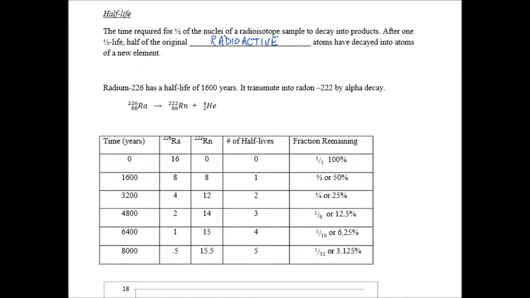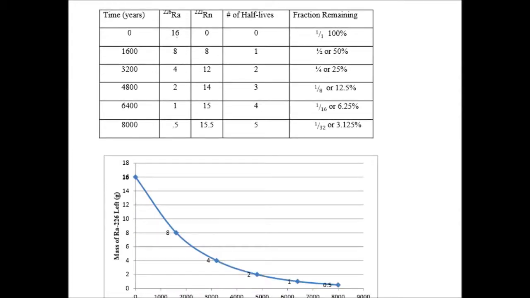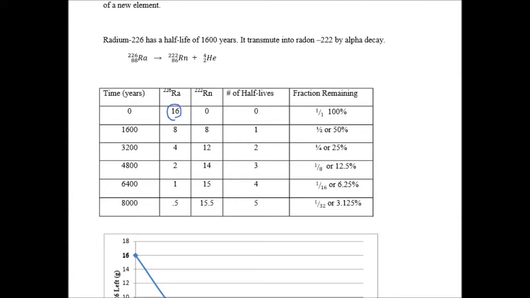And if we were to make a chart, we would see if we started with 16 grams, originally there would be 16 grams of radium-226, no radon-222. We would have gone through no half-lives, so 100% remains. If we come back 1,600 years later, half of the radium-226 would decay, so there would be 8 grams left, and we would have 8 grams of radon-222 forming. And it went through one half-life.